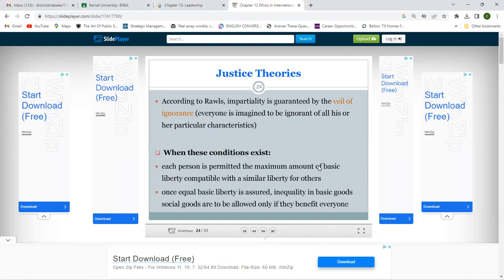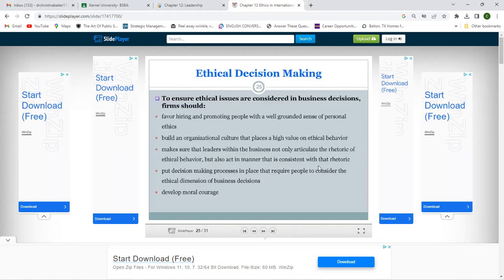According to Rawls, impartiality is guaranteed by the veil of ignorance. Everyone is imagined to be ignorant of all his or her particular characteristics. When these conditions exist, each person is permitted a maximum amount of basic liberty compatible with similar liberty for others. Once equal basic liberty is assured, inequality in social goods is allowed only if it benefits everyone.